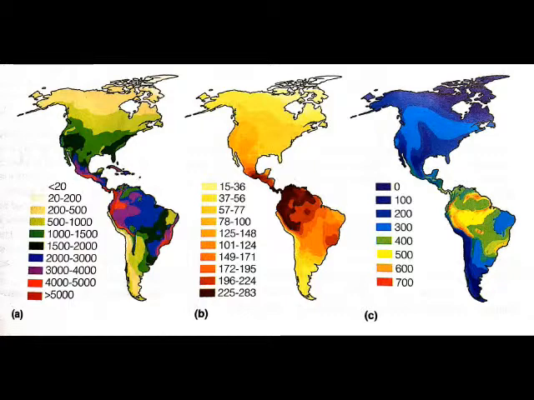Lastly, gamma diversity refers to the total species diversity across all communities within a geographic area.